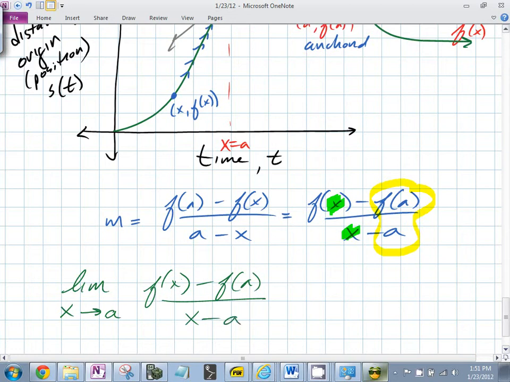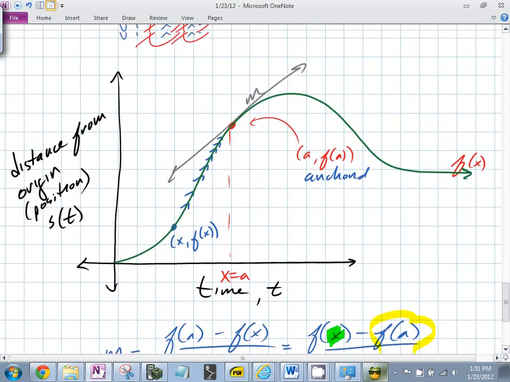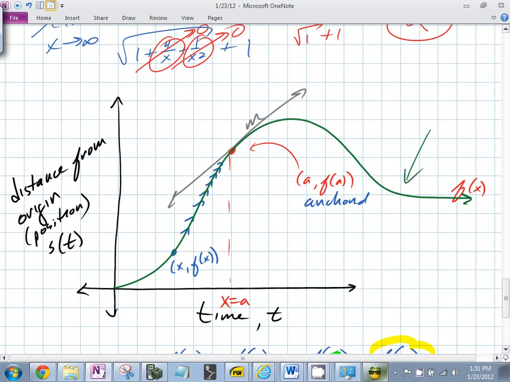Okay, so this original graph right here, this green line represents position. What does the slope at this point represent? What does the m value, what does the slope at that point represent if the original graph is position? What does the m represent? It represents what?